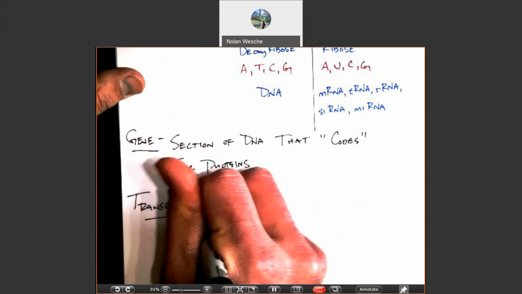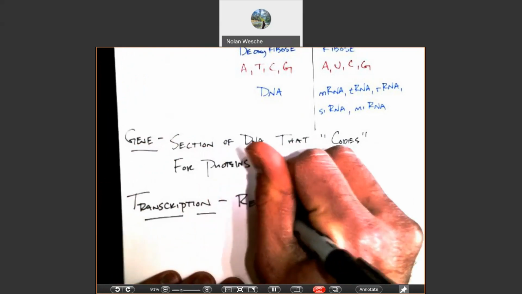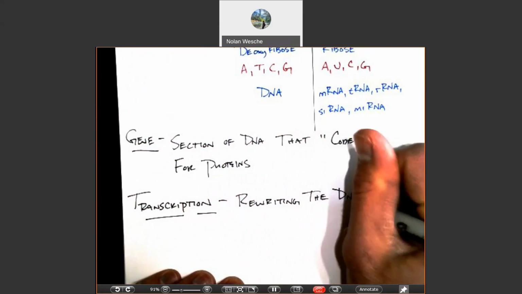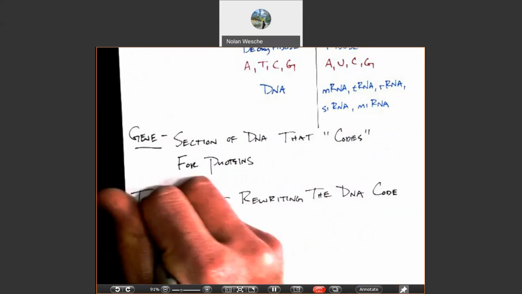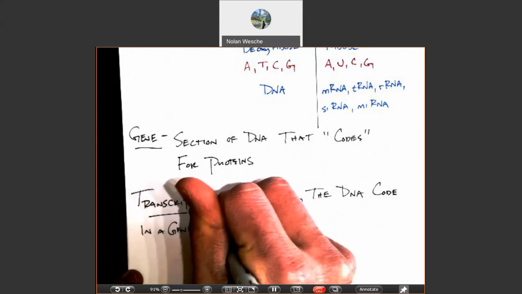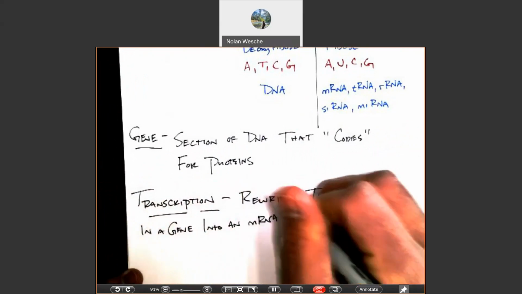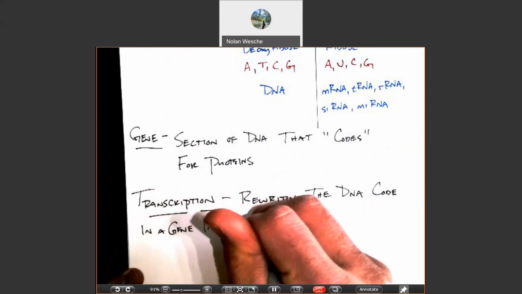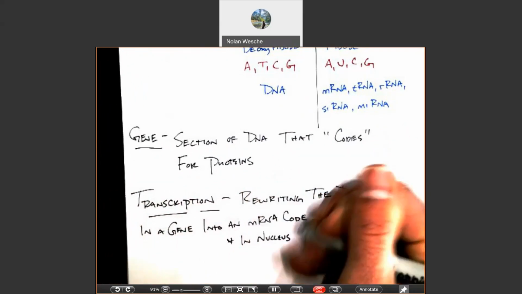Transcription. And in transcription, we are going to rewrite. So we are rewriting the DNA code in a gene into an mRNA code. And it's critical to remember that this is happening in the nucleus because the DNA needs to stay in the nucleus.